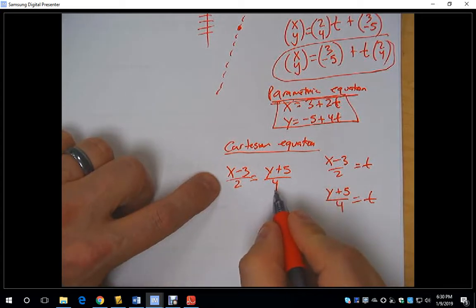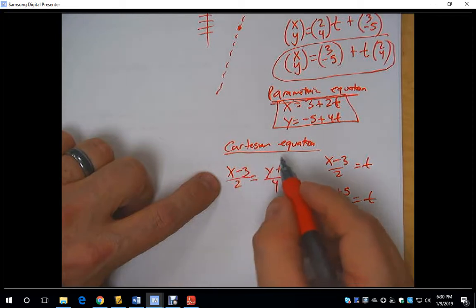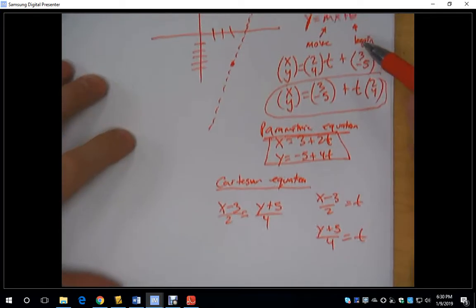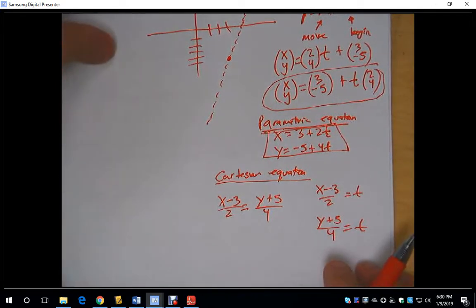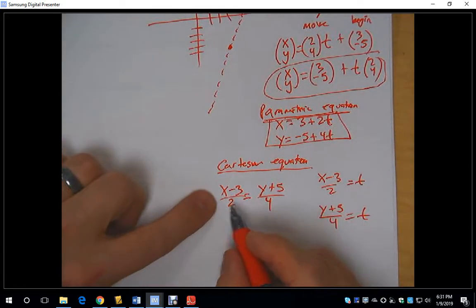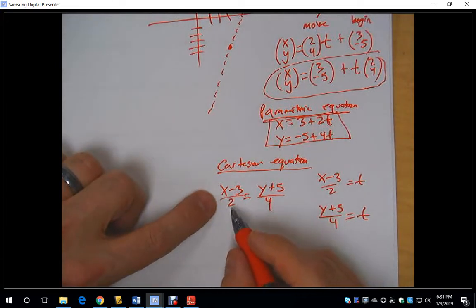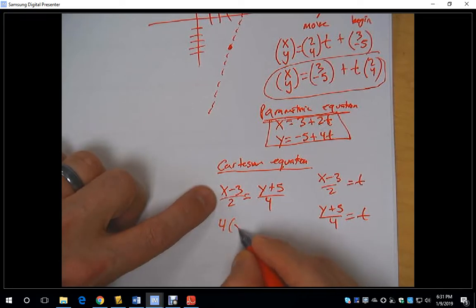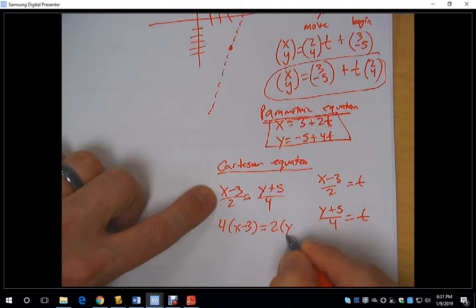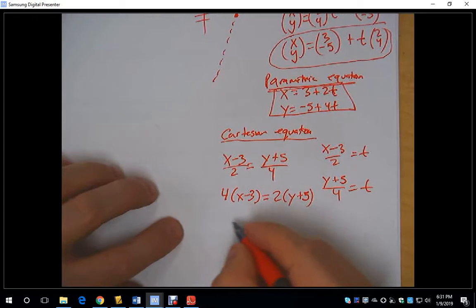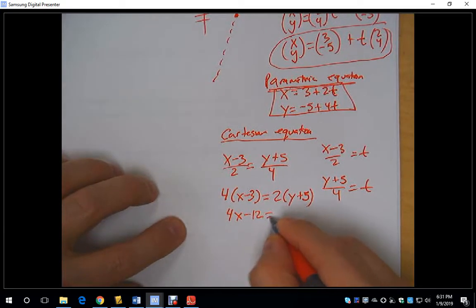I could stop here, I'd probably accept this, but I want to write this Cartesian equation in an acceptable form, one that people are familiar with. I can either write it back in slope-intercept form, or I can write it in standard form. I'm just going to rewrite it in standard form. I'm going to multiply both sides by 4, which would eliminate the denominator, and then I'm going to multiply both sides by 2 to eliminate this denominator. That's going to give me 4 times (x minus 3) equals 2 times (y plus 5). I'm now going to distribute this 4, and I'll distribute the 2 as well, to get 4x minus 12 equals 2y plus 10.